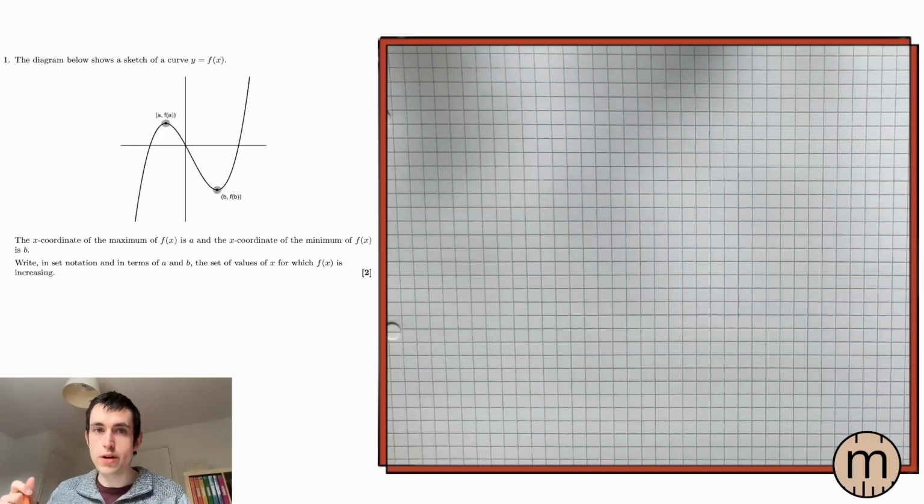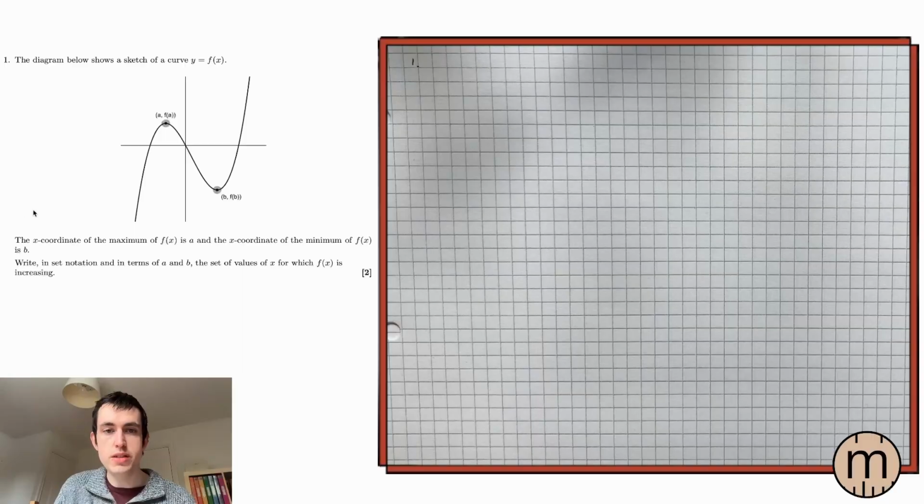Question 1 is only worth 2 marks, but hopefully it's a nice introduction to the paper. So we're given a nice little diagram here, but there are no numbers. And this is something that I think exam papers are doing more and more often, because then you can't use the calculator as much. You can't necessarily cheat by drawing the graph yourself.